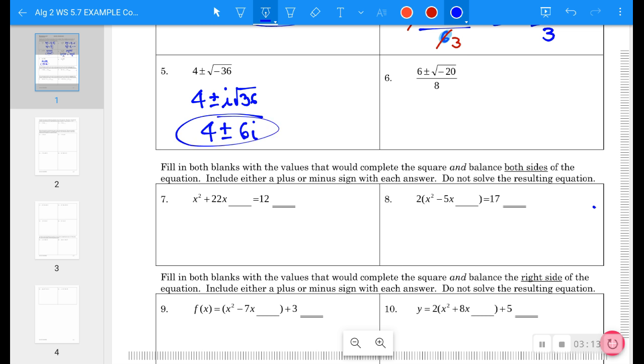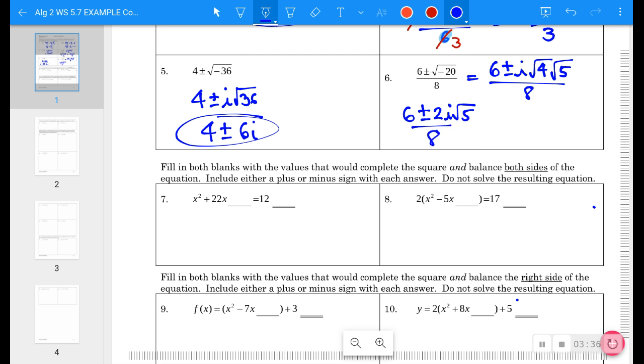On the next one, we're going to break apart the 20, but it has a negative in front of it, so we're going to actually introduce the i while we do it. i comes out, and 20 breaks up into the perfect square of 4 times the non-perfect square of 5, and you get 8 there. So that takes us down to 6 plus and minus 2i root 5 over 8.